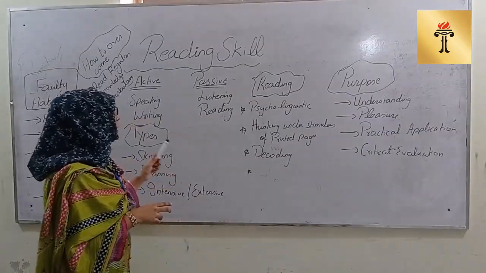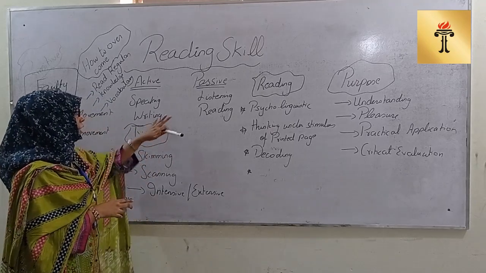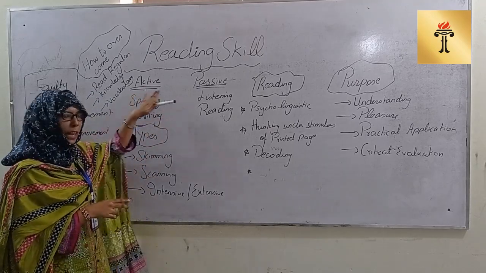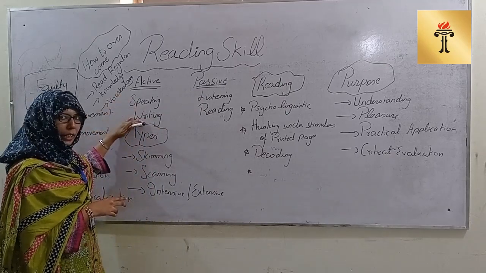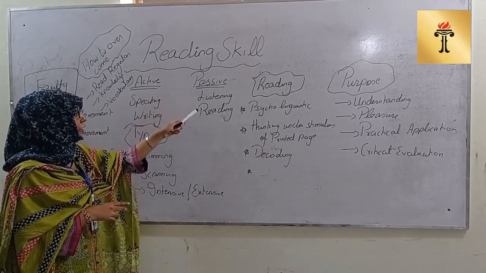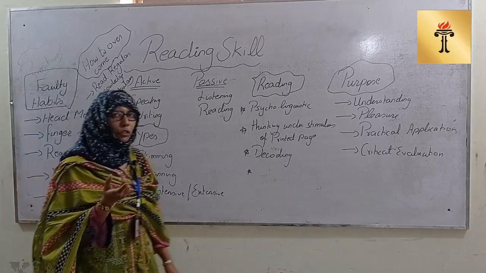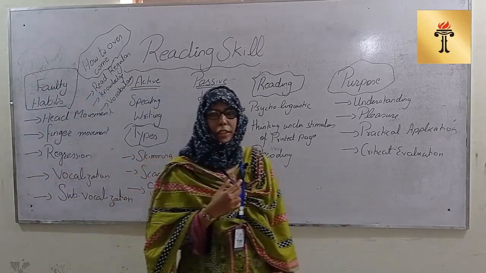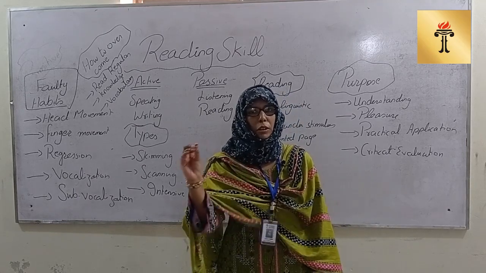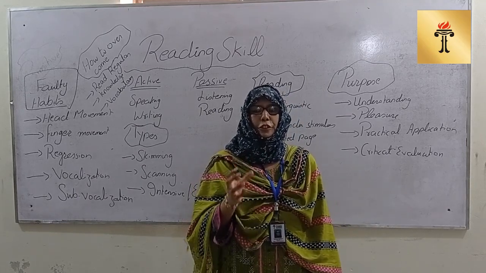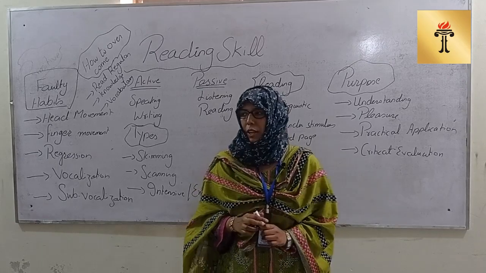Students, these 4 language skills are divided into 2 groups, the active skills and the passive skills. Active skills are speaking and writing, and the passive skills are listening and reading. Now your question will be, why is reading a passive skill? It is a passive skill because we are dependent upon the other person to read what he has written.